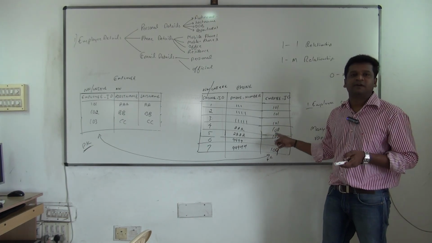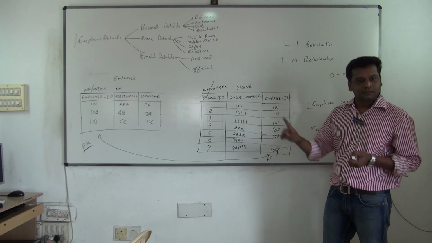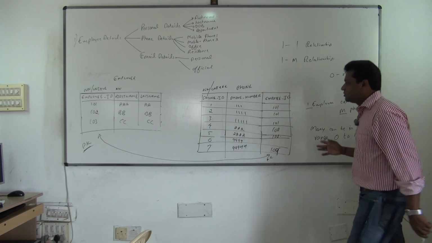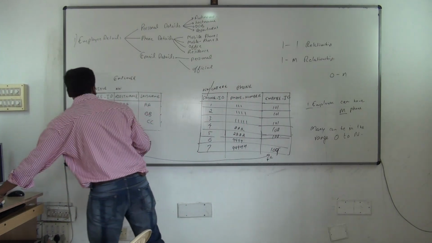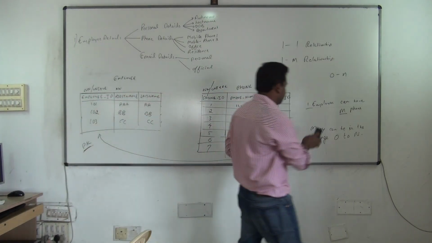So shall we design the table and see now? I'll be going with only what? Employee and phone now. So we'll go with the same table. Okay, shall I clear all this now? I'll write it on the top. Okay.